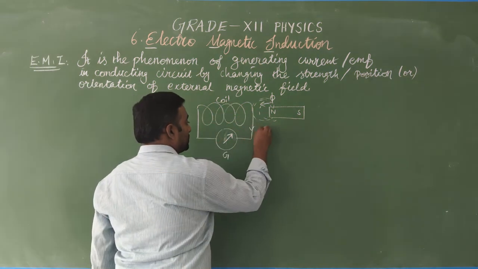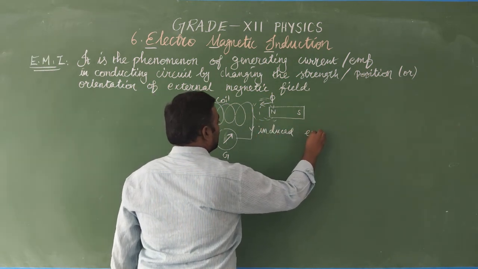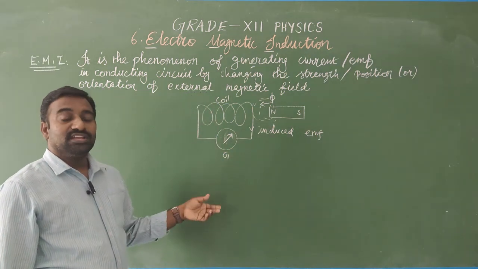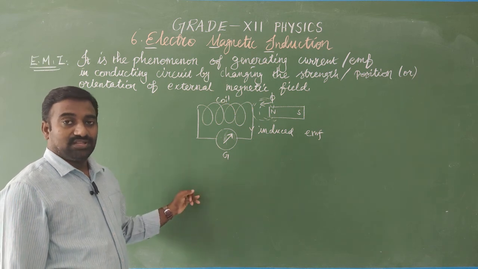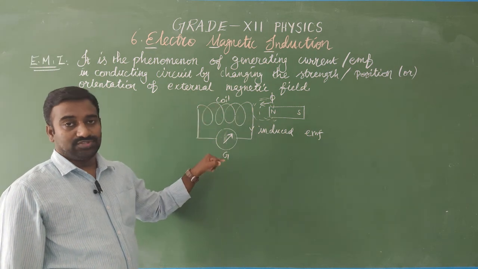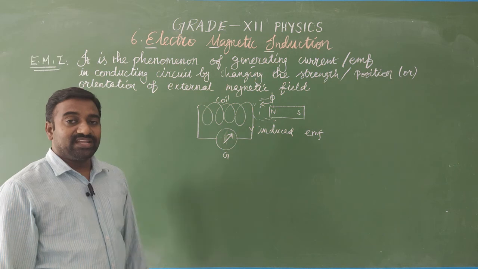These induced electrons are called induced EMF, and the current induced by the process is called induced current. Hence the phenomenon is electromagnetic induction. By moving the magnet in a coil, electricity is induced. So that is induced EMF, and the process is called electromagnetic induction.